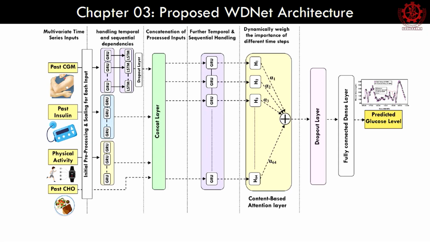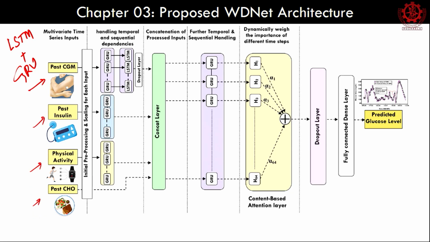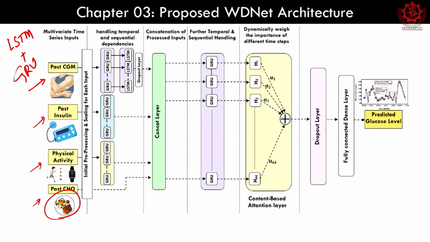As I told you, in this network we have used a combination of LSTM and GRU cells. This is one of the earliest networks that we developed. These are my inputs: the past CGM level, past insulin, physical activity, and also the meals that the patients are taking. And here we have used this WD net.